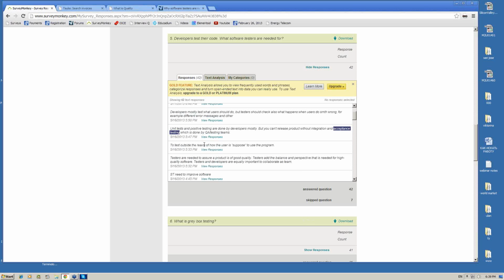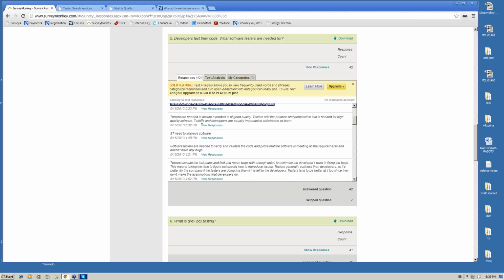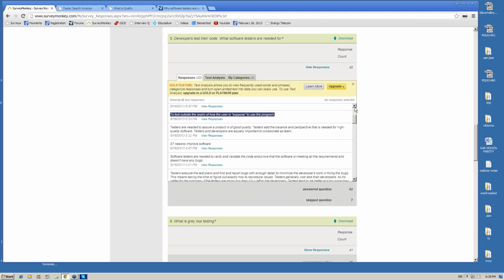To test outside the realm of how the user is supposed to use the program. So negative. Okay. Testers are needed. Guys, I do not mind when you describe negative in your own words. It's better than describing something which is dead wrong.